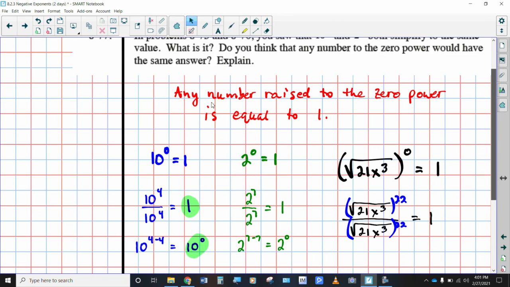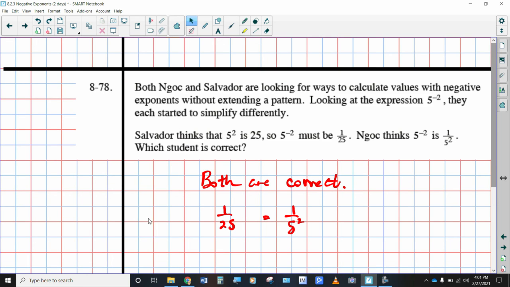Okay, so back to this statement right there. Any number raised to the 0 power, no matter what your base is, it's always going to be equal to 1. All right.